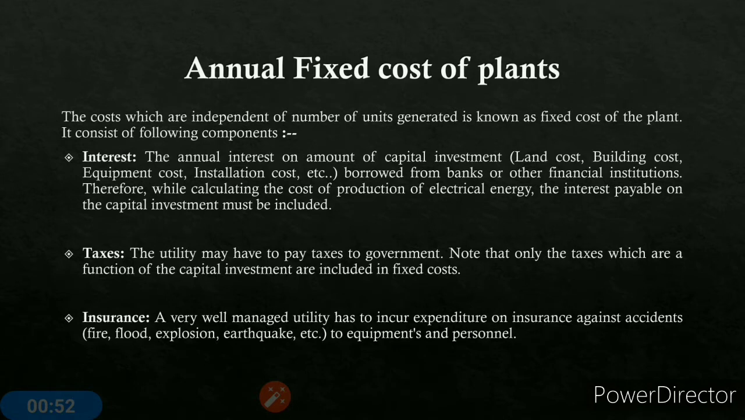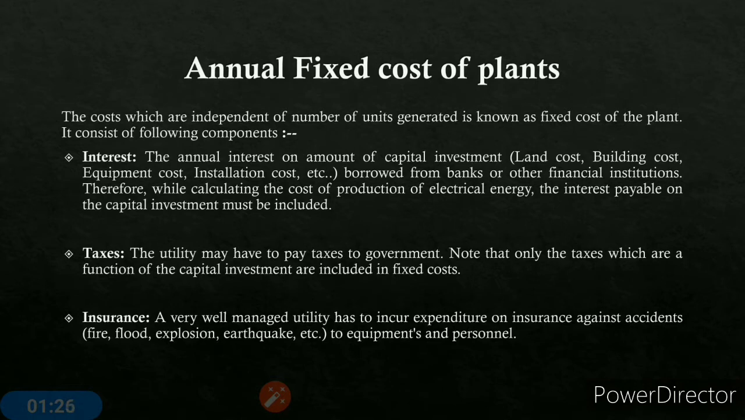Now the annual fixed cost of a plant. The annual fixed cost is independent of the number of units generated, and it is called the fixed cost of a plant. There are various components that are associated with the annual fixed cost of the plant. They are interest, taxes, insurance, depreciation, managerial and general maintenance cost, and rate of return. Let us discuss all these terms one by one.